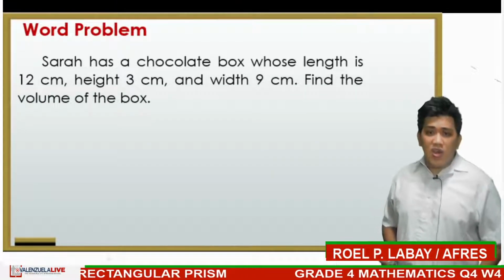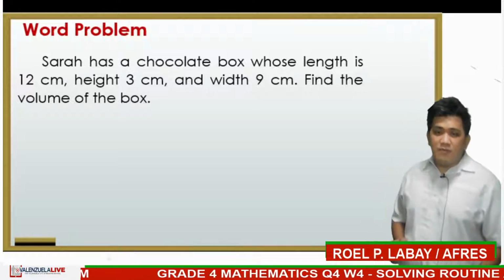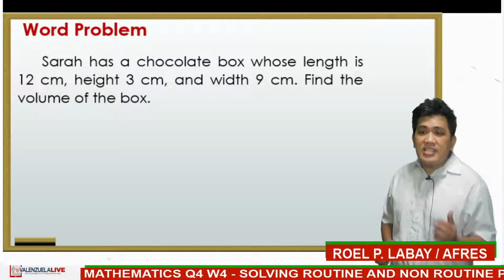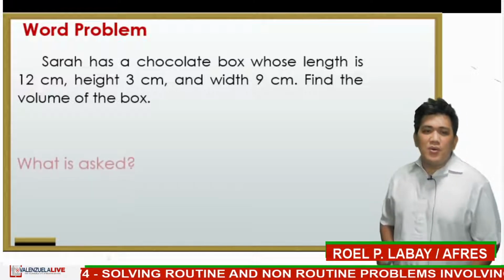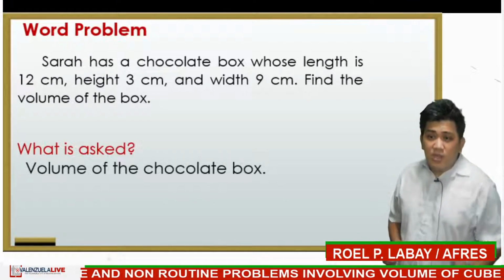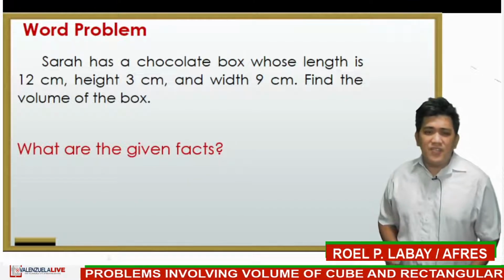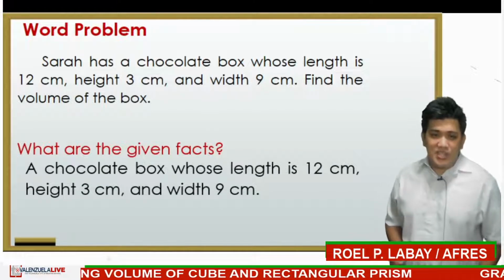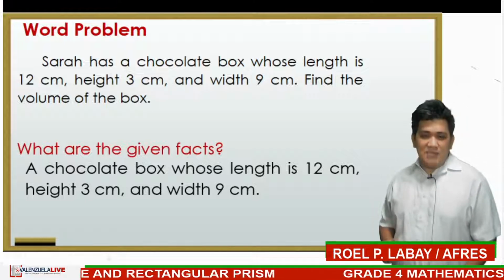Sarah has a chocolate box whose length is 12 centimeters, a height of 3 centimeters, and width of 9 centimeters. Find the volume of the box. Now, let's analyze the problem. What is asked in the problem? Very good. The volume of the chocolate box. Next, what are the given facts? A chocolate box whose length is 12 centimeters, height of 3 centimeters, and width of 9 centimeters.